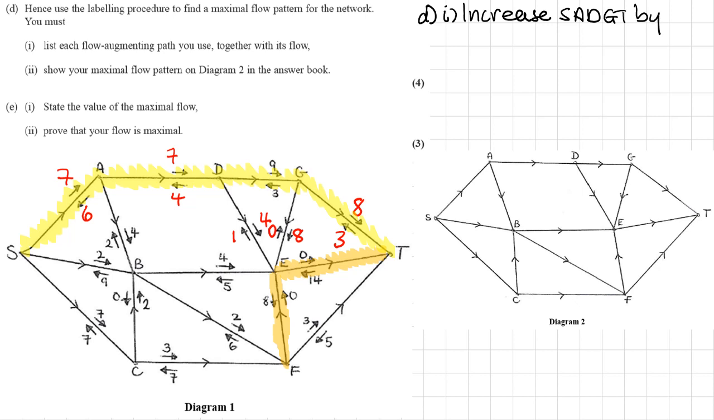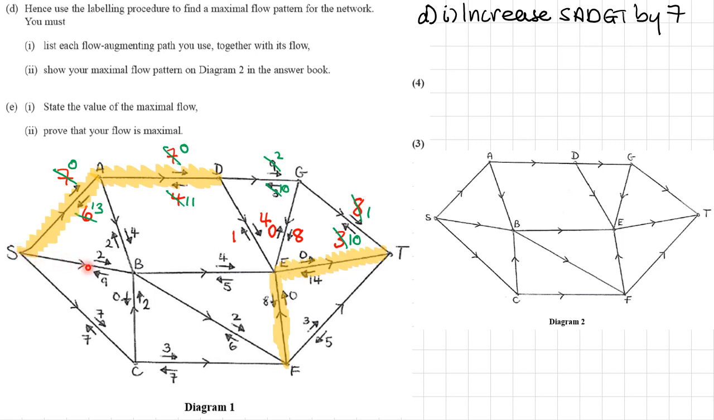By 7. So let's update the labeling when we do that. So we'll get 0 and 13, 0 and 11, 2, 10, 1 and 10. So now I've saturated SA and AD. So let's highlight those as roots that we are not going to use. And looking for a root that I can increase.